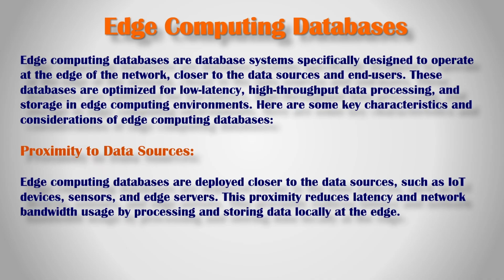Proximity to data sources. Edge computing databases are deployed closer to the data sources, such as IoT devices, sensors, and edge servers. This proximity reduces latency and network bandwidth usage by processing and storing data locally at the edge.